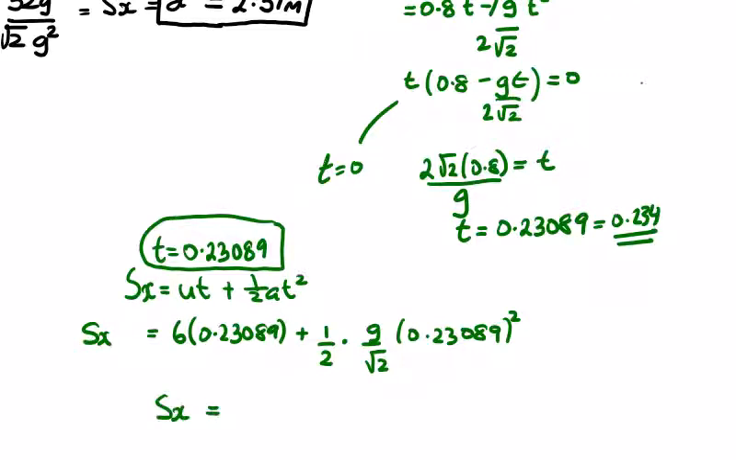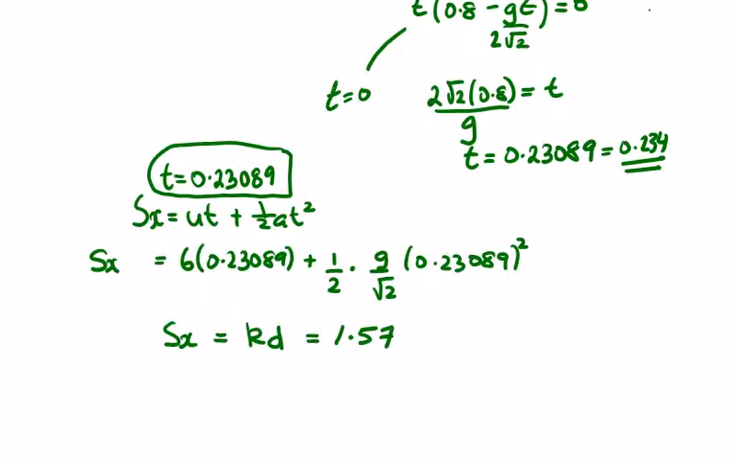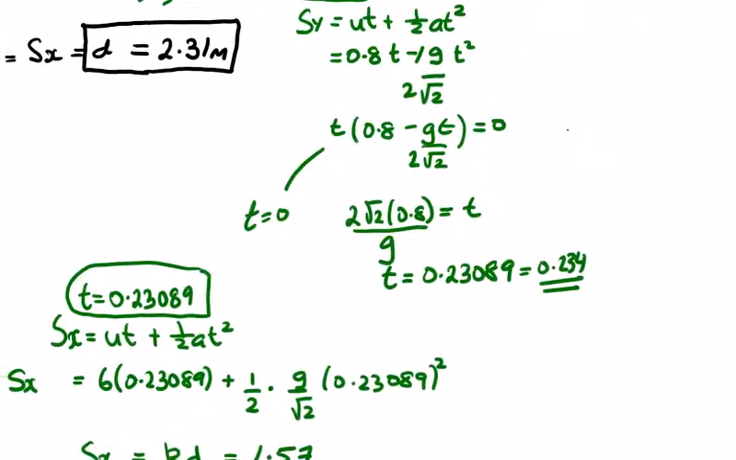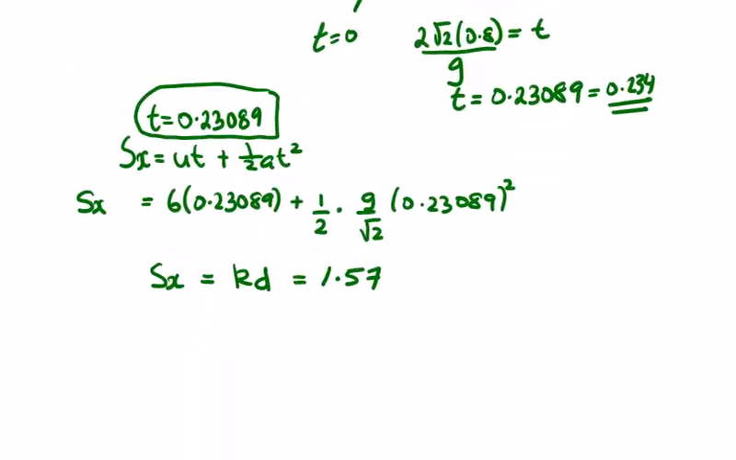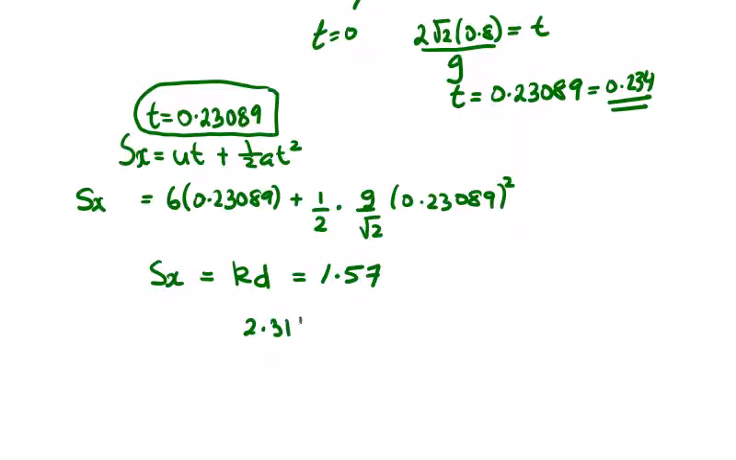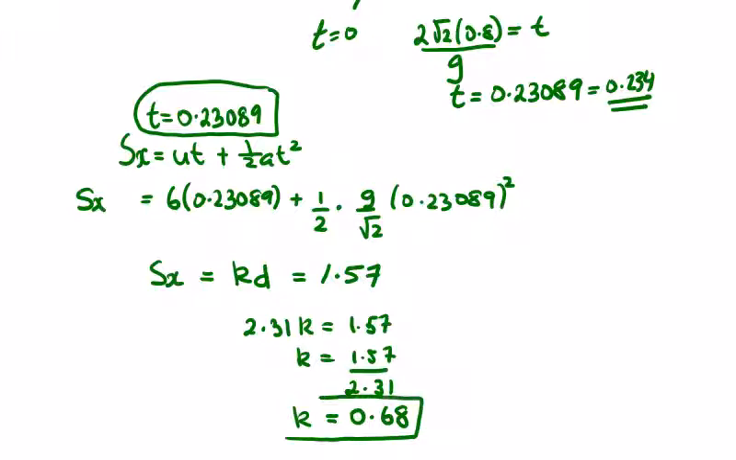So the displacement in the x direction, which is equal to k times d, is equal to, on a calculator, it's coming out at 1.57. Well, we have 2.31 for d, so I think I'll round it off at 1.57. So we got d to be 2.31. Yeah, d just there, 2.31. So 2.31k equals 1.57. So k is equal to 1.57 divided by 2.31. So k is going to give 0.679. I think I'll round off to 0.68. And that's this question complete.